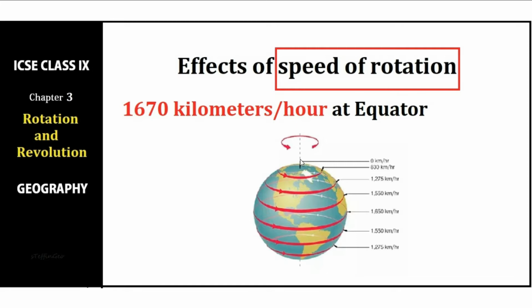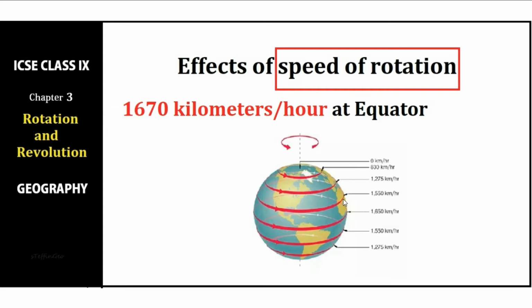As we go from the equator to the polar region, the speed decreases. The thing is that at the equator Earth has to cover this much distance, around 40,000 kilometers, but the time is 24 hours. But if we go towards the north or south, say for example at this latitude where you can see 1550 kilometers, at this latitude again the time taken for rotation is the same 24 hours, but the distance has reduced. If you go further north again, the distance is less, the time is the same, therefore the speed is comparatively less.